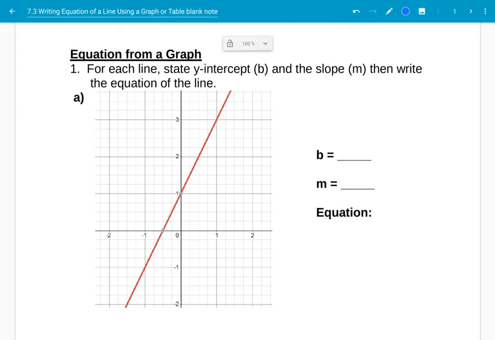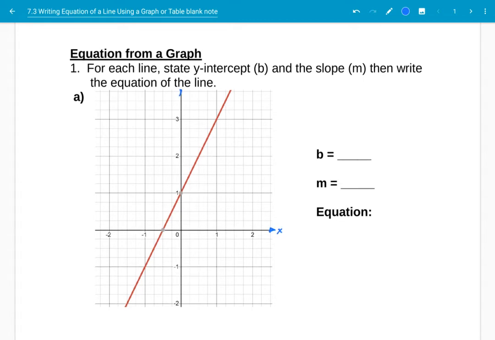And the question asks us to find the y-intercept and the slope, and then to write the equation. So I'll go through them in detail, starting with this first one. The y-intercept happens where the line crosses the y-axis. This is the x-axis. This is the y-axis, right? So where does it cross the y-axis? Well, right here, I'll color it in blue. And the y-intercept is 1, so b is 1.